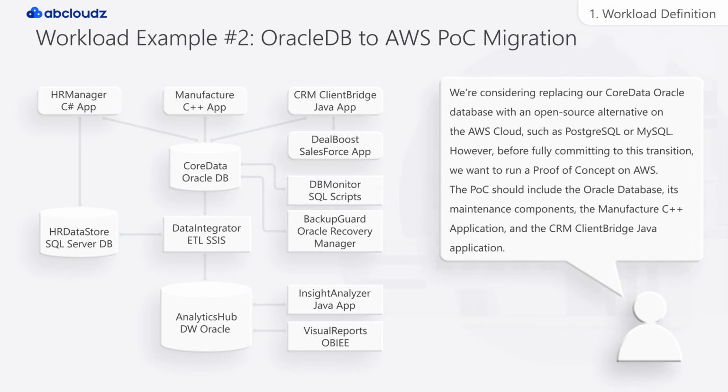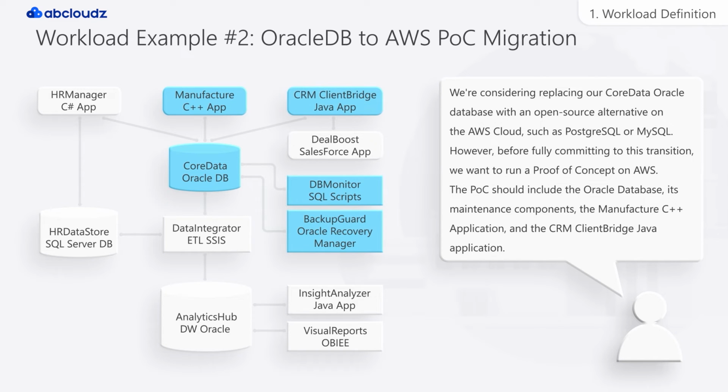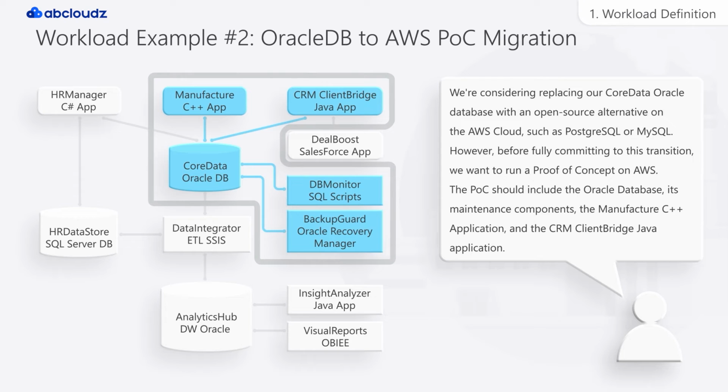In the second, the customer says, "We're considering replacing our core data Oracle database with an open-source alternative on the AWS cloud, such as PostgreSQL or MySQL. However, before fully committing to this transition, we want to run a proof of concept on AWS. The POC should include the Oracle database, its maintenance components, the manufacturer's C++ application, and the CRM Client Bridge Java application." Based on the client's instructions, we've included only the specified system components in the workload. For this POC, dependencies with components outside the workload can be disregarded.